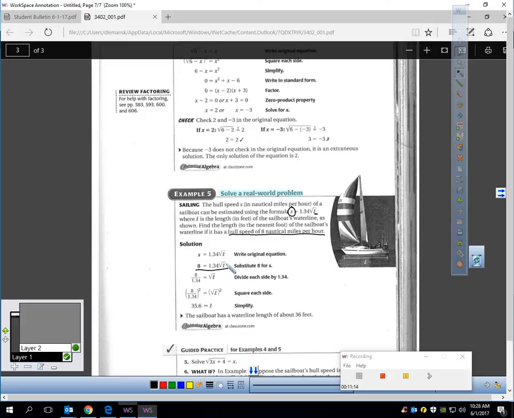I've got to get the radical L by itself, so they divided each side by 1.34, which gives you radical L equals 8 divided by 1.34. Then they square each side of the problem, and the square eliminates the square root, and so they simplify it. The water line of the boat is about 36 feet. They said round to the nearest foot. So this is about 36 feet. So using the techniques we learned in this video, we can solve a real-life problem.